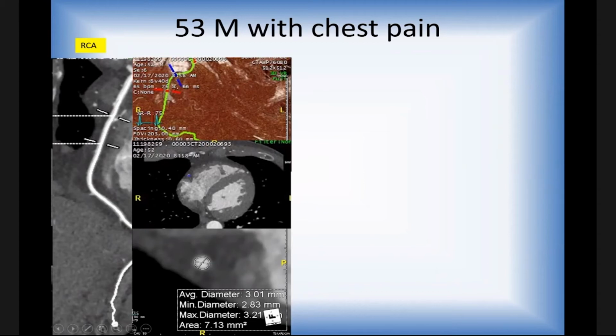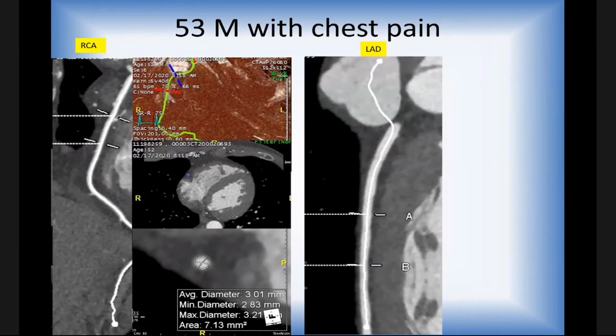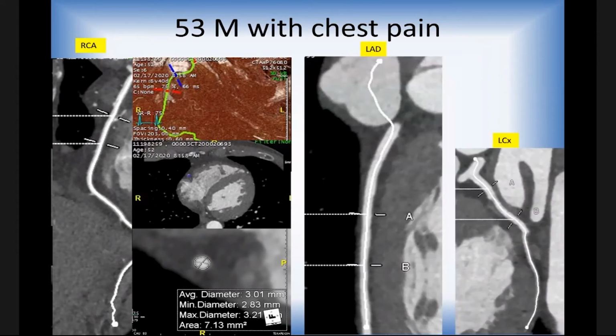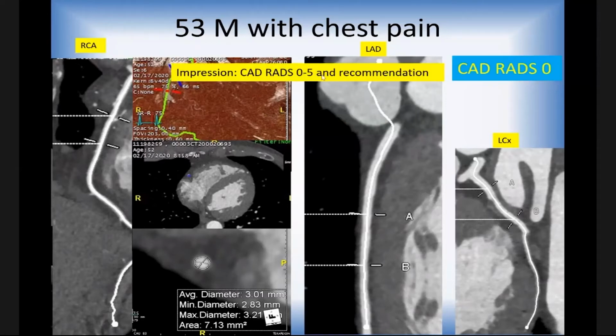By using this software, measure the diameter of the RCA. This is the LAD, nice and clean here, and this is the circ, it's nice and clean. So when we report the coronary CTA, we always talk about CAT-RAD. CAT-RAD is the reporting system, 0 to 5, with recommendations. This person has no coronary artery disease, no calcified plaque, nothing. So his CAT-RAD is 0.